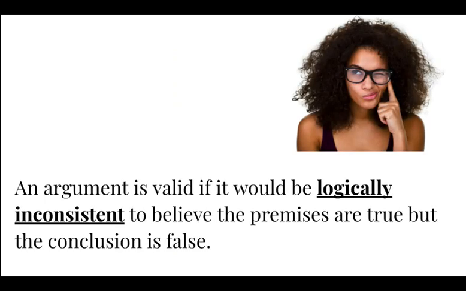With that quick little reminder of what logical consistency is, you really can think of validity in terms of logical consistency. For example, an argument is valid if it would be logically inconsistent to believe the premises are true, but the conclusion is false. There is just something irrational and inconsistent about taking a look at a valid argument and then saying, well, the premises are true, but the conclusion is not true. That just doesn't make any sense.